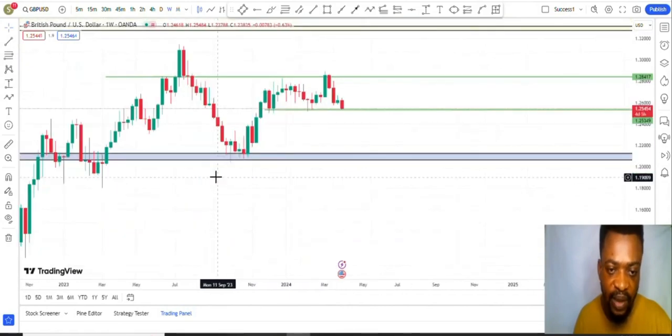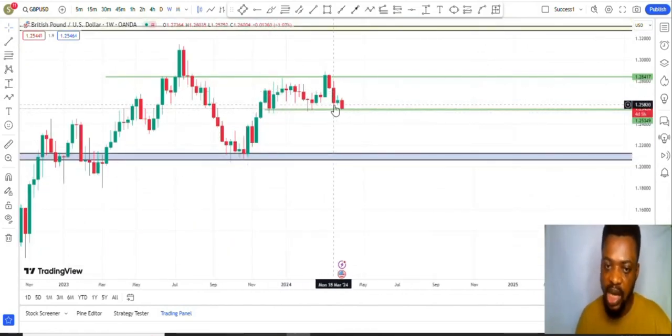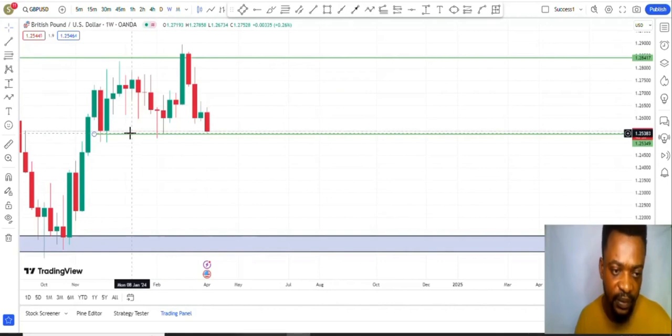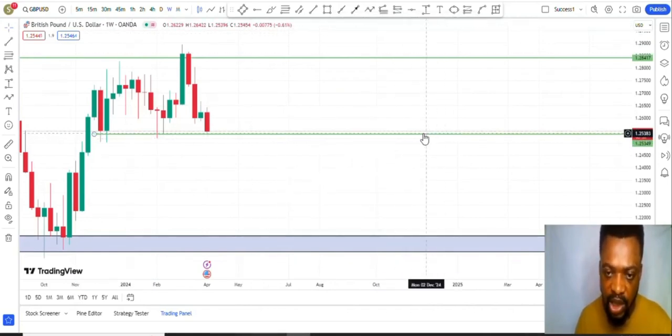So you can see what we have here from the weekly time frame. We just have a sideways movement, and price is currently, just like we have with EU, on an important level. Let me use a more serious line so you guys take it more seriously.